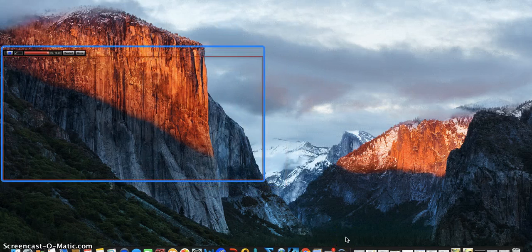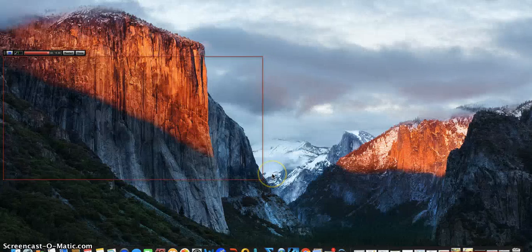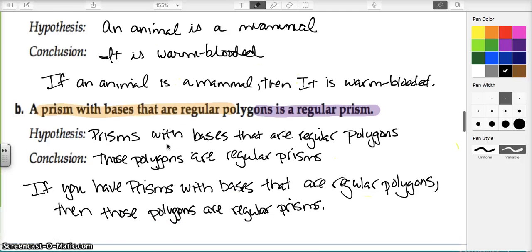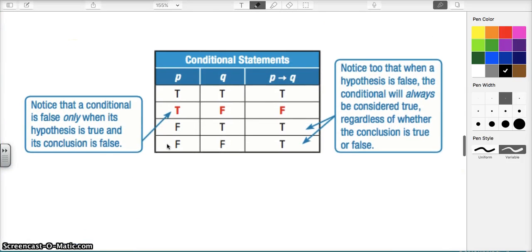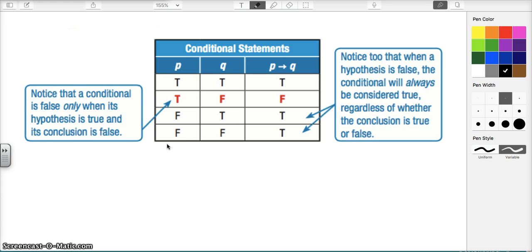All right. Let's get back to where we were. Nope, let's not do that. I'm not having a good success with this thing. So we're going to look a little bit at a truth table. We talked about truth tables and conditional statements.